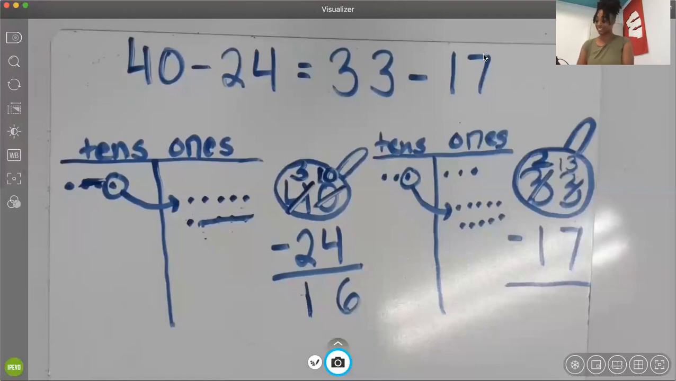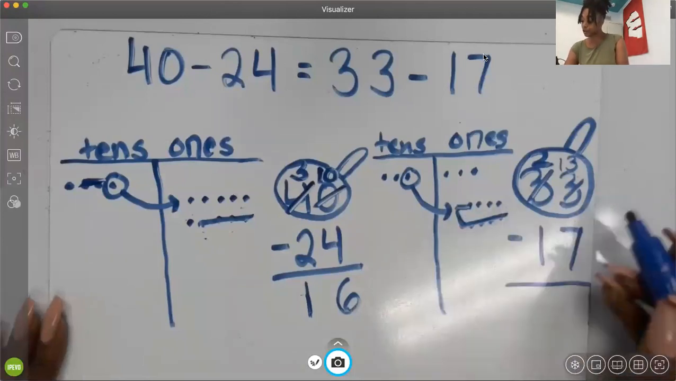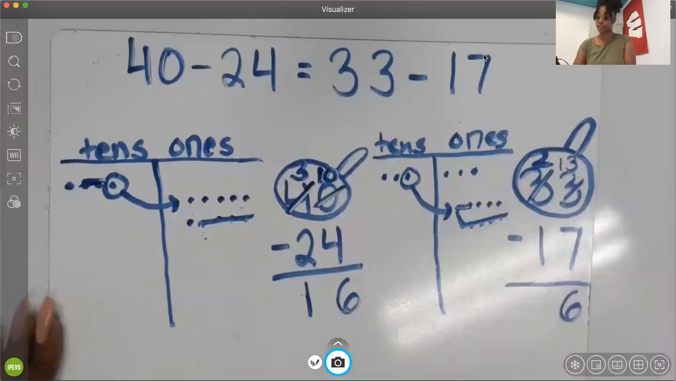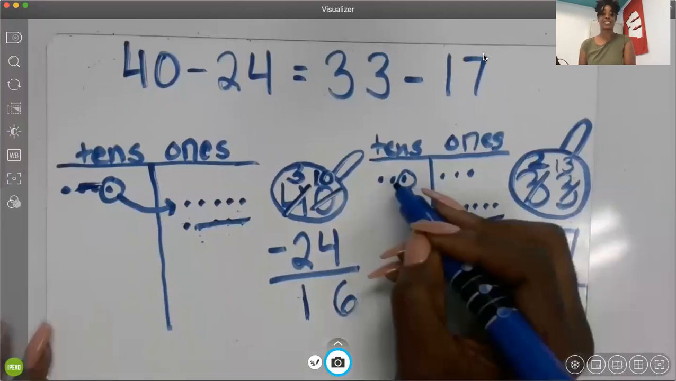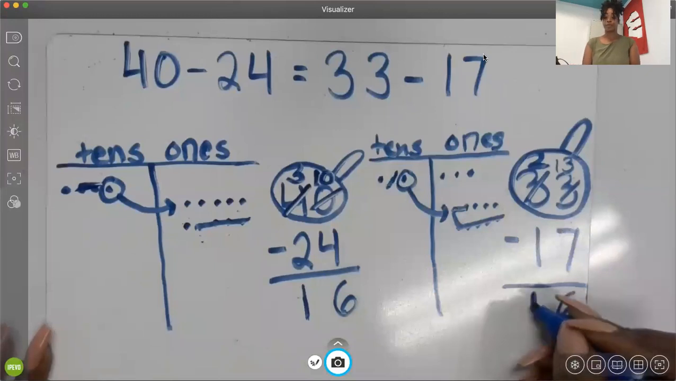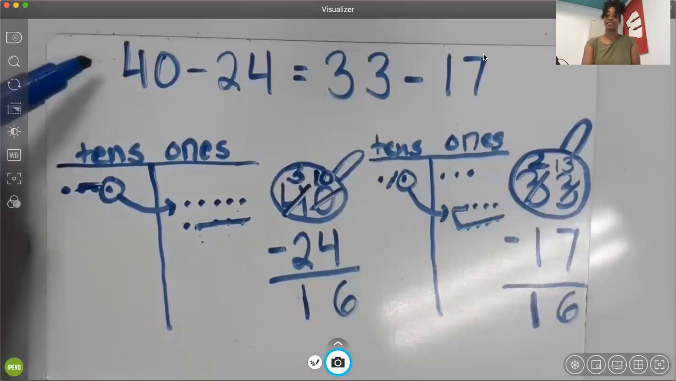Let's do it. 13 ones minus 7 ones equals 6 ones. Let's record that in our ones place. 2 tens minus 1 ten is 1 ten. Let's record that in our tens place. What's our answer? Our answer is 16. Is this statement true or false?